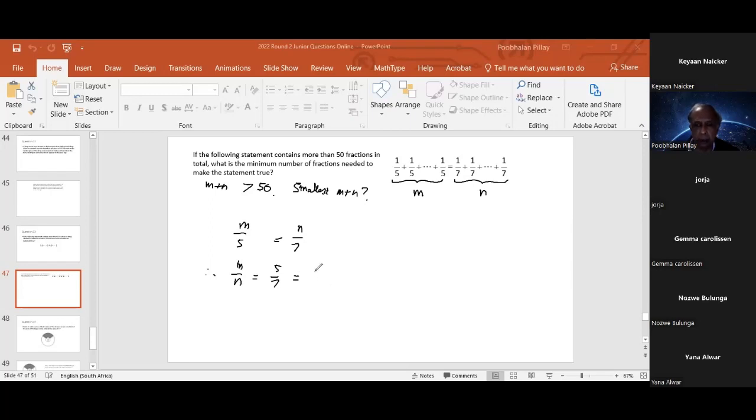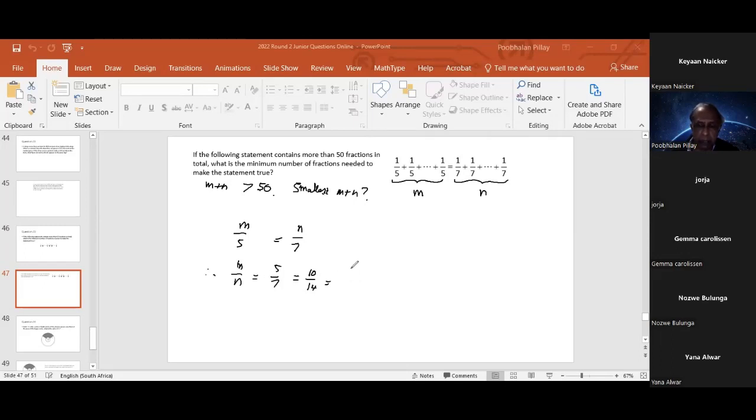So we can try all these various things. You can put 10 over 14. But here the sum is 12. If m is 5 and n is 7, we want m plus n to be greater than 50, you see. So now we are on our way, because we are going to try to find m plus n bigger than 50 and the smallest one. So I can double this. Now this time I get a sum which is 24, and it's still 5 over 7.